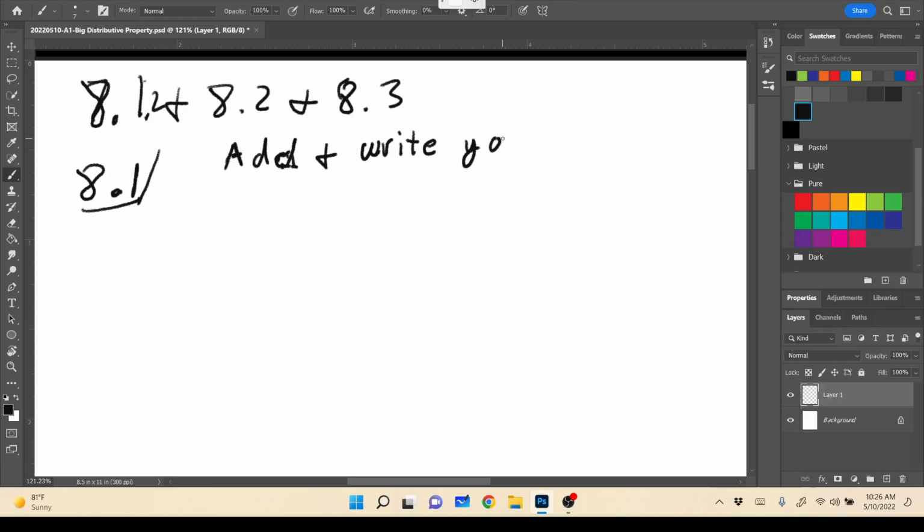Add and write your answer in standard form. This is not going to fix the problem, but we're going to try it anyway.